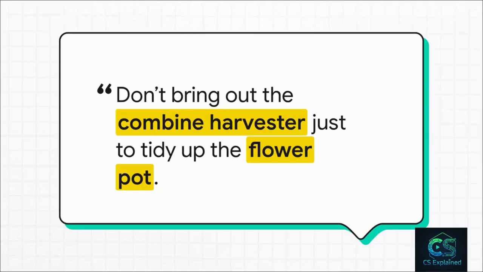I absolutely love this quote from the source material because it just hits the nail on the head. Using SIGKILL for a simple problem is like using a combine harvester to do a little light gardening. It's total overkill and you're going to make a huge mess.